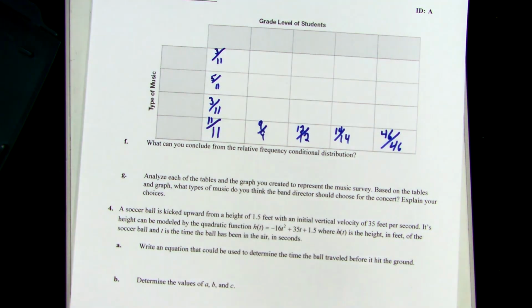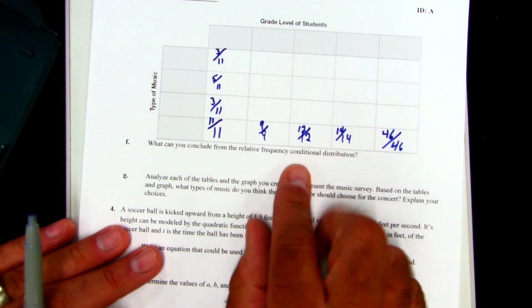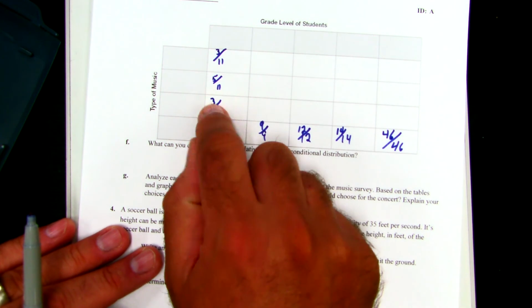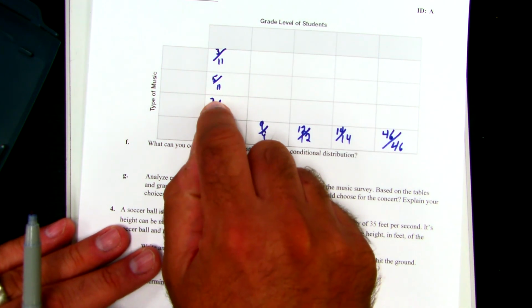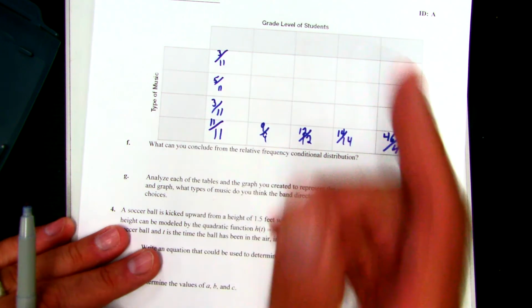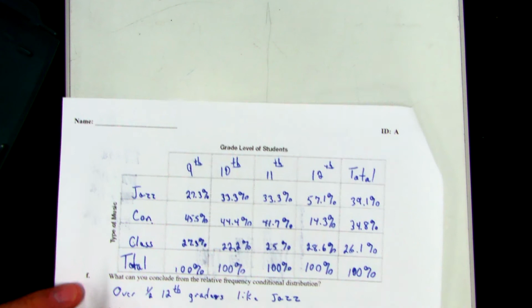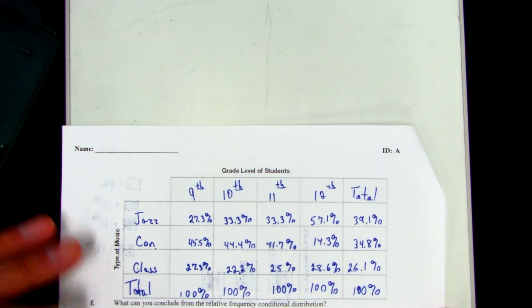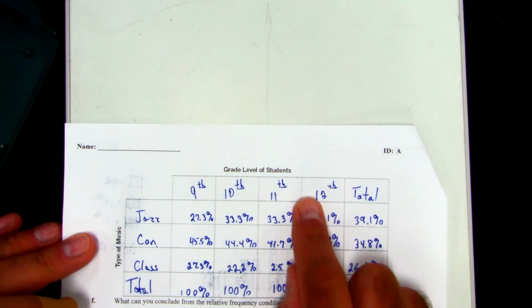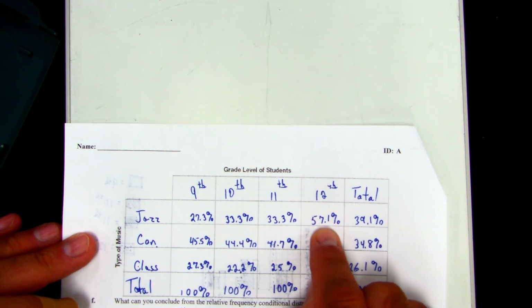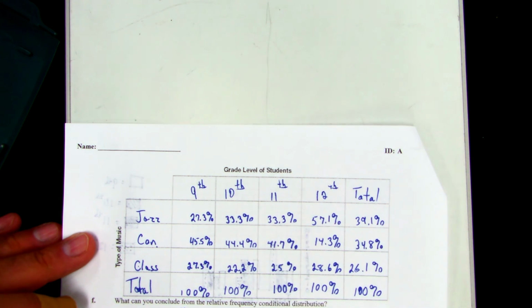Okay? And then it asks you, what can you tell about the relative frequency? Well, when you look at the conditional frequency, you're not supposed to have fractions here. These, you're supposed to change to percentages. Okay, so that means you do the division and then you change it to a percentage. And you would have seen with the percentages, these answers. Okay, so those are your percentages. And again, what could you tell me about what most like? And you would have been able to see that over 50% of seniors liked jazz. And that's what you're supposed to point out.